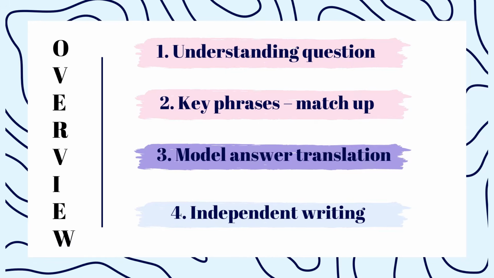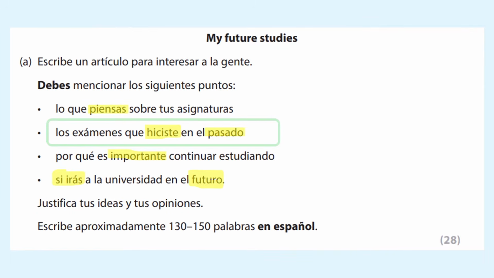Right, so this is the question. The vocab for week 20 of the revision challenge would be school. We haven't covered school at all yet, so we're going to do a question on school here. And we are focusing on the bullet point that is highlighted in green. Los exámenes que hiciste en el pasado. We know that the topic is my future studies. It says that at the top in English, which always gives us a good indication of what we're writing about. And we can see here we're writing an article to interest people.